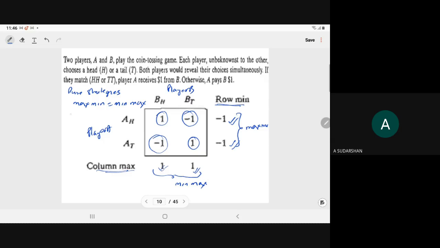But here, what do we have? Maximin is equal to minus one, and minimax is equal to one. So they are not equal. So it is not a problem of the pure strategy. It is the problem of mixed strategy.